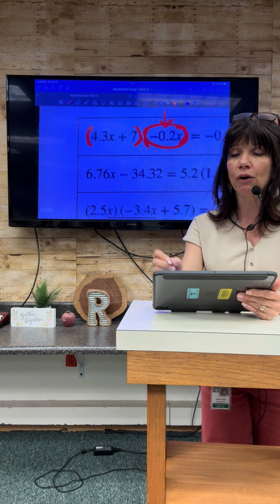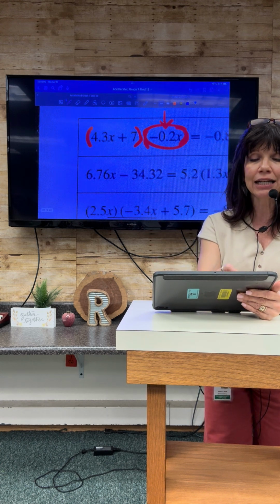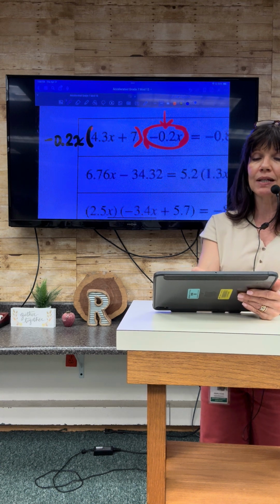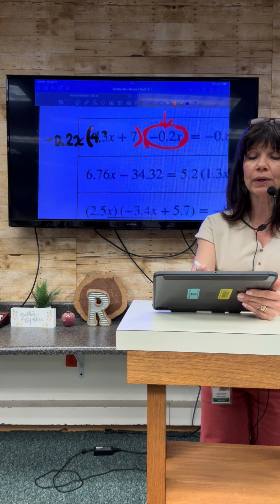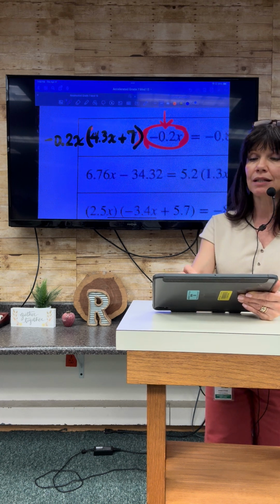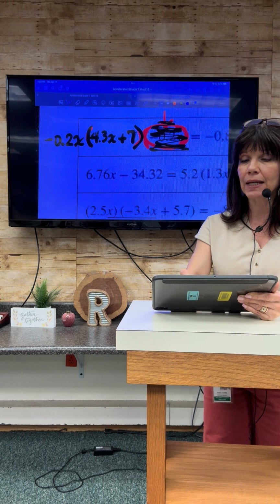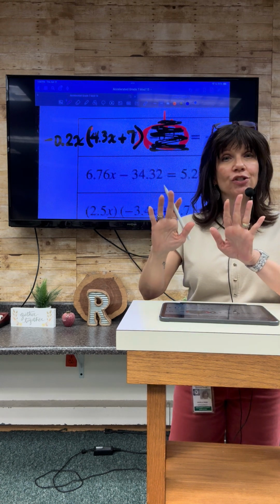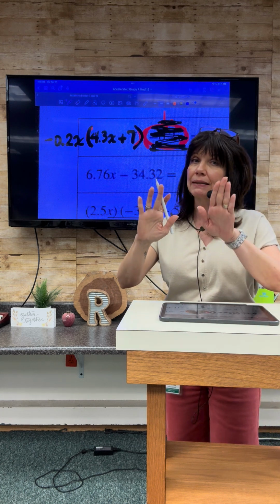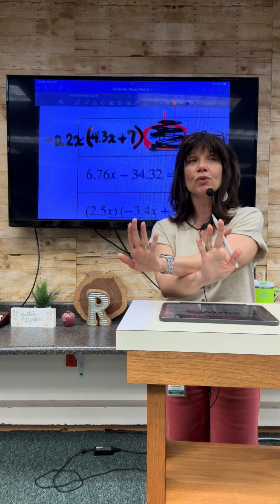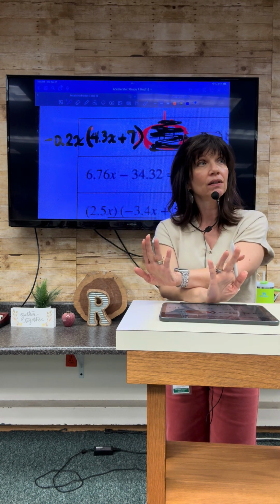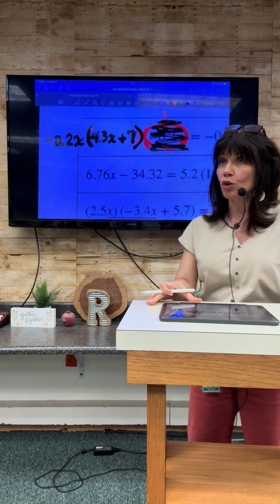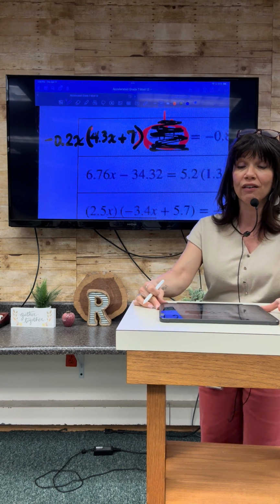So please do this now on your paper. Write negative 0.2x, beginning parentheses, 4.3x plus 7, ending parentheses. Do not also put it at the end. Isn't it okay, using the commutative property of multiplication, to take what used to be at the end and switch it to the beginning? Are we allowed to do that? Yes. Our amount will still be equivalent to what it otherwise would have been.